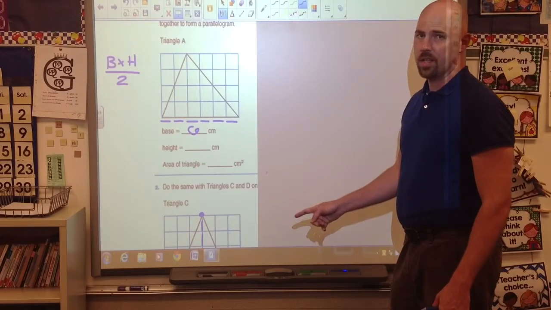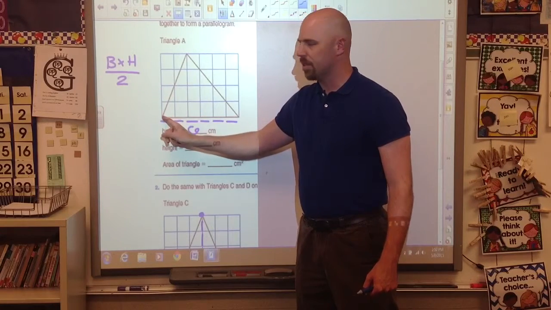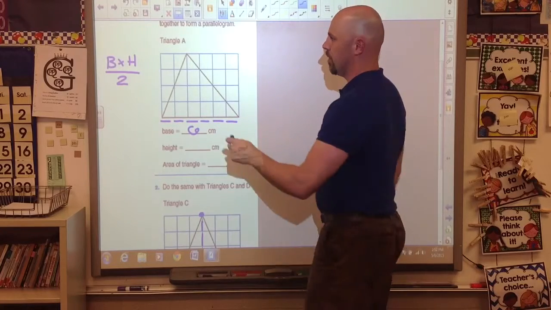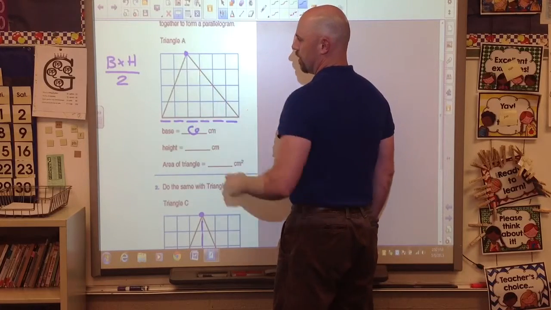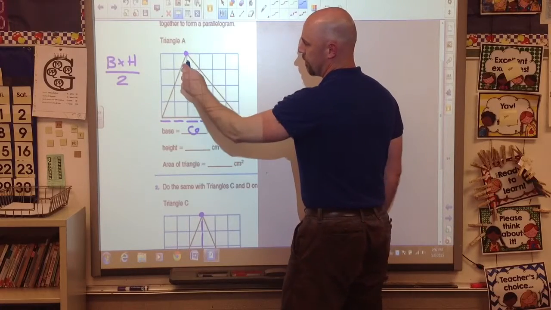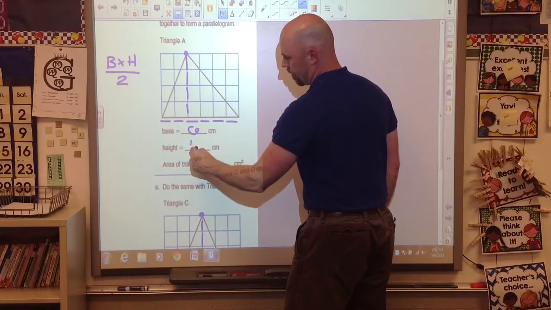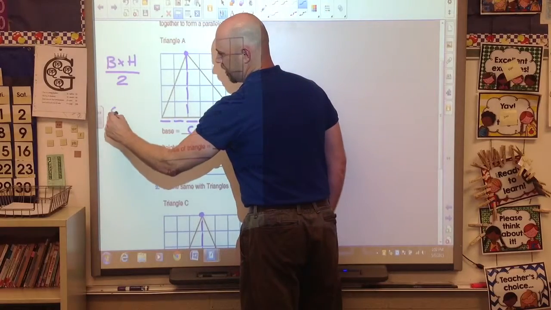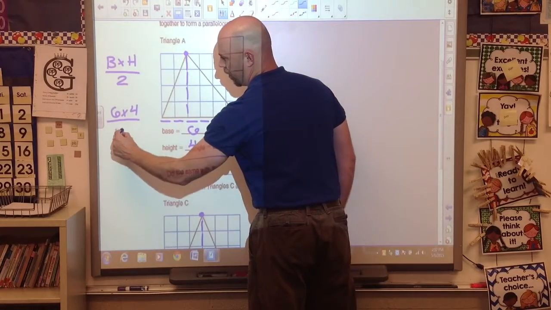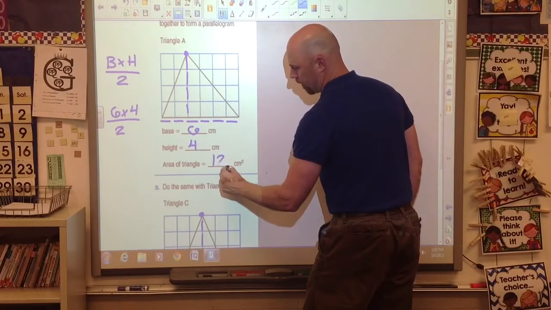Now our height, on the other one, our height was right there on the edge. Well, if I did it on the edge here, I'm still at the bottom of my mountain. My height is my tallest point on my mountain. So sometimes my height is right up there, and I need to drop straight down the middle here to figure out how tall it is. 1, 2, 3, 4. So base times height is 24. 24 divided by 2 is going to be 12.